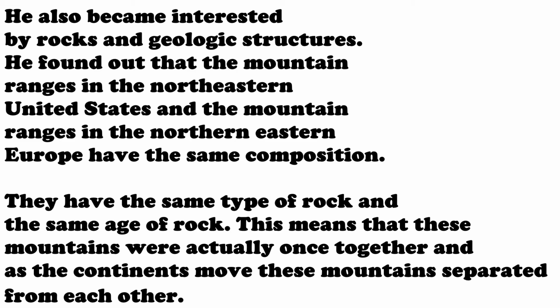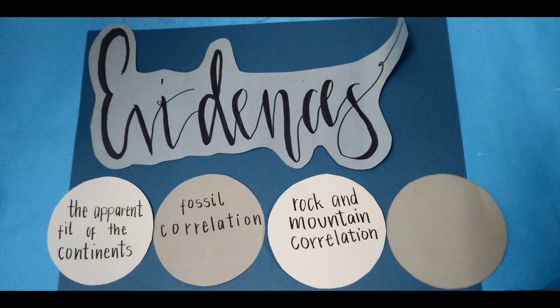He also became interested in rocks and geologic structures. He found out that the mountain ranges in the northeastern United States and the mountain ranges in northwestern Europe have the same composition. They have the same type of rock and the same age of rock. This means that these mountains were once together, and as the continents moved, these mountains separated from each other. This becomes our third evidence, rock and mountain correlation.